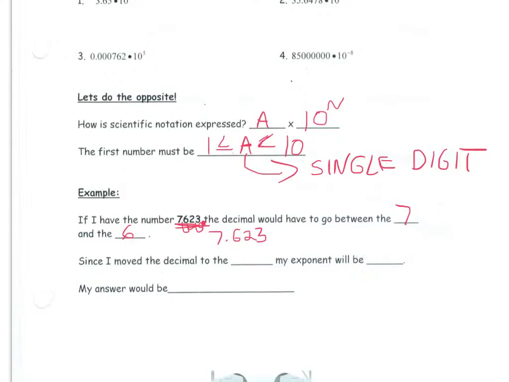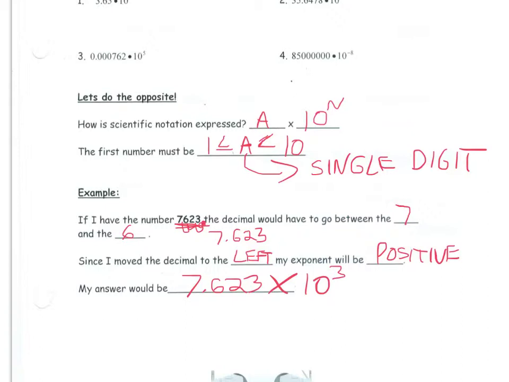Now, since I moved the decimal to the left, it's going to be the opposite of what we did before. You might be thinking the exponent has to be negative, but really it's reversed. The exponent will be positive. So I moved it to the left 3 places, and in scientific notation this is 7.623 times 10 to the third.